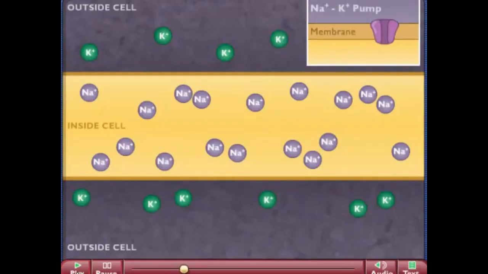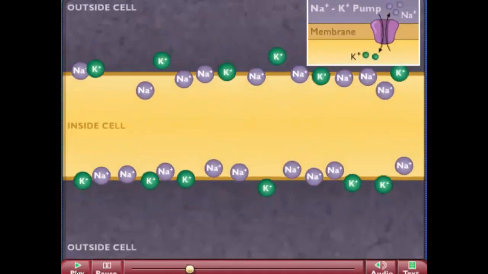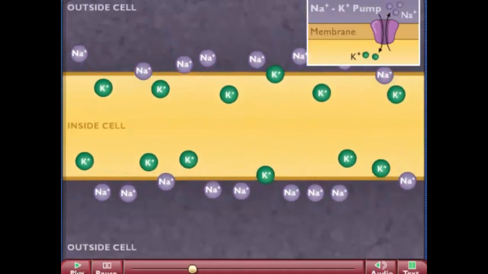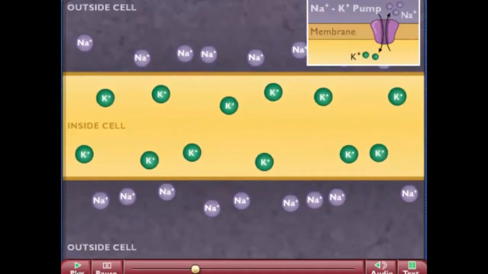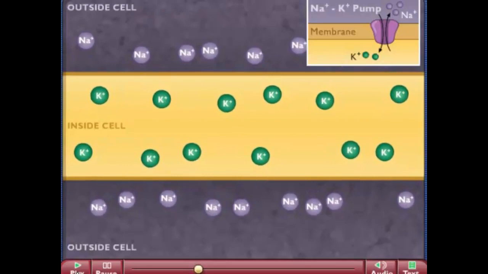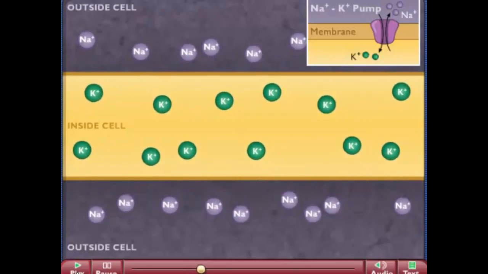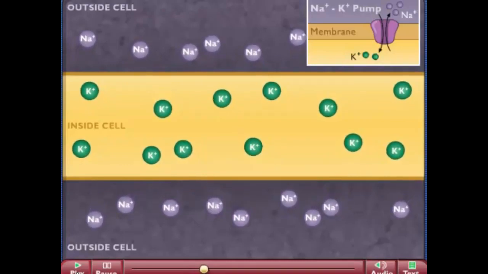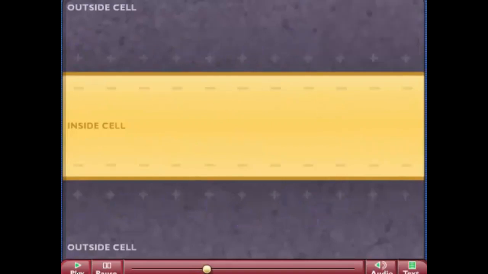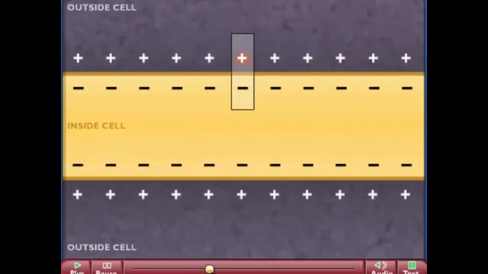The pumps send sodium ions out of the cell and bring potassium ions in, while other channels allow some flow of potassium ions back out of the cell. The sodium ions cannot easily get back in to replace the lost positive charges. The overall result is that the exterior of the cell has a net positive charge and the interior has a net negative charge. The difference in charge between the interior and exterior of the cell is called the resting membrane potential.